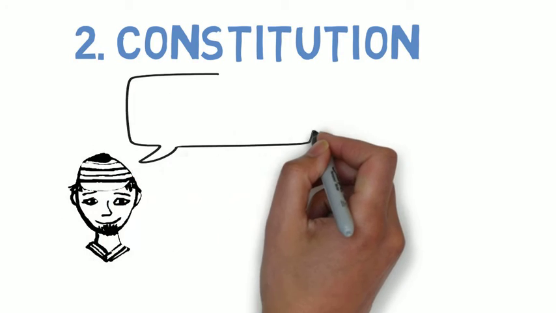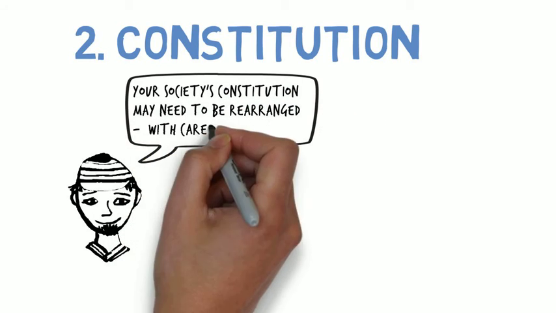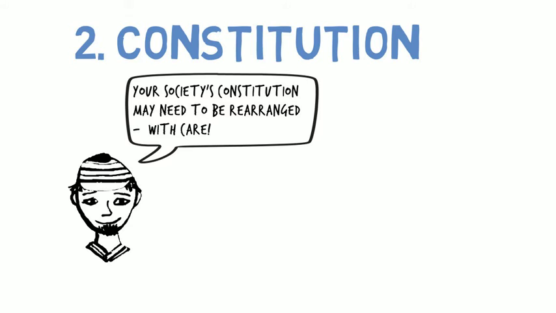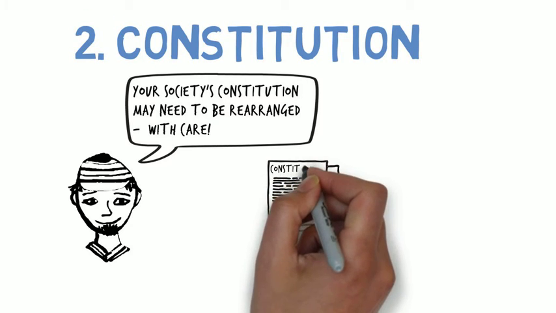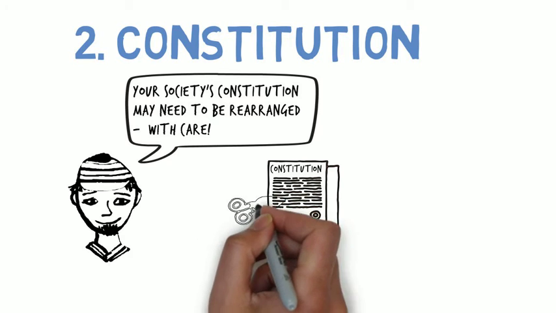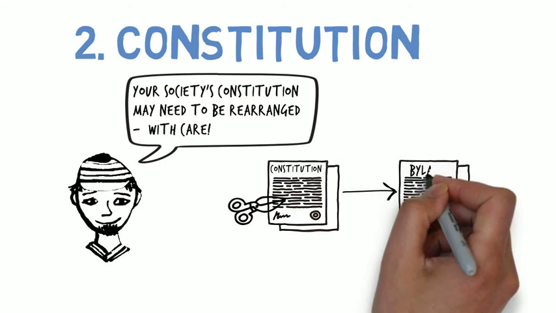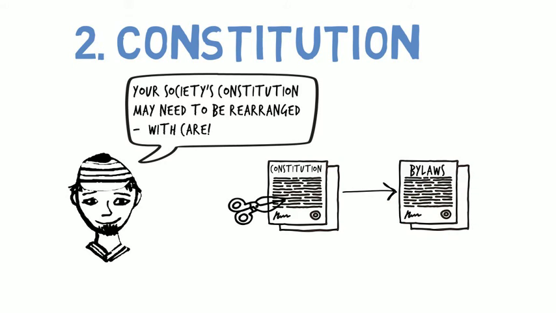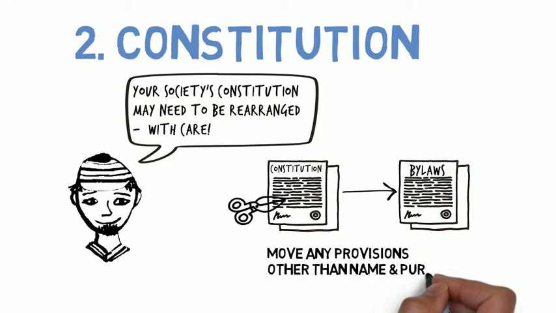As part of the transition process, your society's constitution may need to be rearranged with care. This requires an explanation. On transition, the corporate registry requires that any provisions in a society's constitution other than the name or purposes of the society must be moved to the society's bylaws. For example, a society may have a provision in its constitution about remuneration of board members or about the disposition of its assets on dissolution. These provisions must be moved to the bylaws.